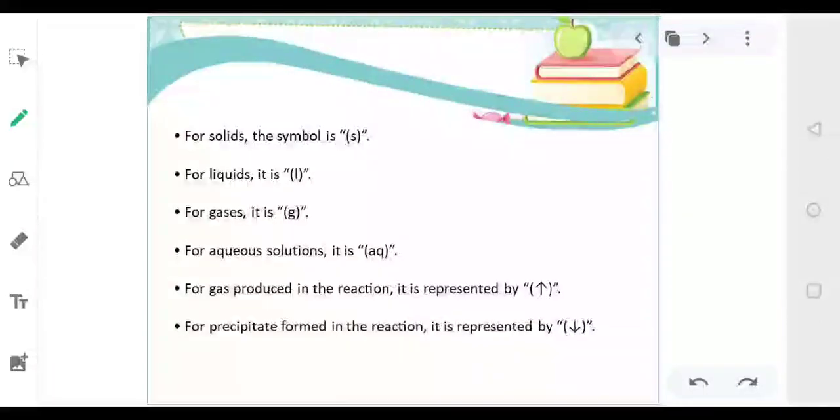Now, a few symbols we have to use while writing chemical reactions. For solids we use S, for liquids we write L, for gases we denote it by G. When we have an aqueous solution we write AQ. When gas is produced in the reaction, we represent it by an upward arrow, and when a precipitate is formed we represent it by a downward arrow.